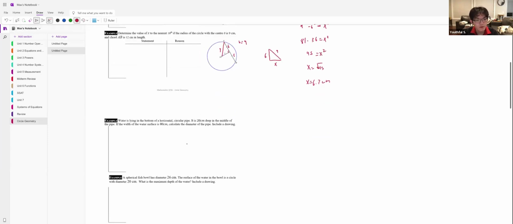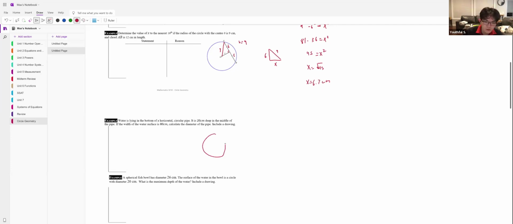Okay. Water is lying in the bottom of a horizontal circular pipe. If it is 20 centimeters deep in the middle of the pipe, okay, so the 20 centimeters is referring to the water, right? And if the width of the water's surface is 80 centimeters, calculate the diameter of the pipe. Include a drawing. Okay, cool. So it might be easier if I just draw it out.